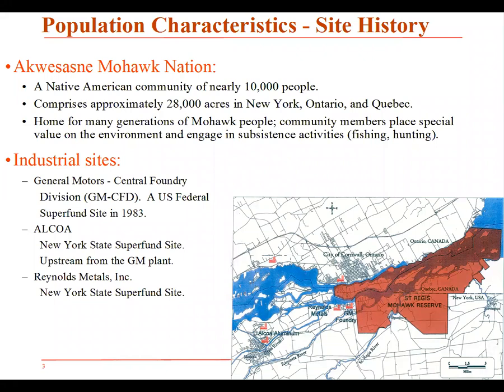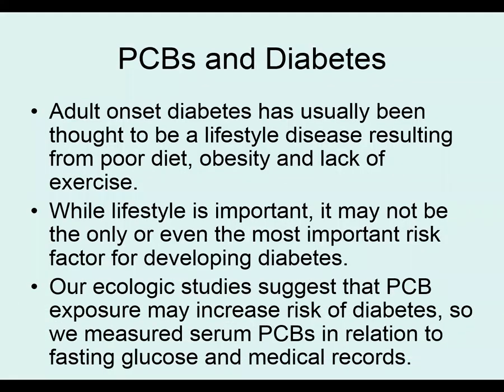We've worked for a number of years with the Akwesasne Mohawk Nation in northern New York State and southern Canada. It's a community of now about 12,000 people. They live along the St. Lawrence River, just downstream from 3 aluminum foundry plants that use PCBs as hydraulic fluids. The General Motors plant was a National Priority List site. The Reynolds and Metals plants were state Superfund sites. We studied diabetes in this population.